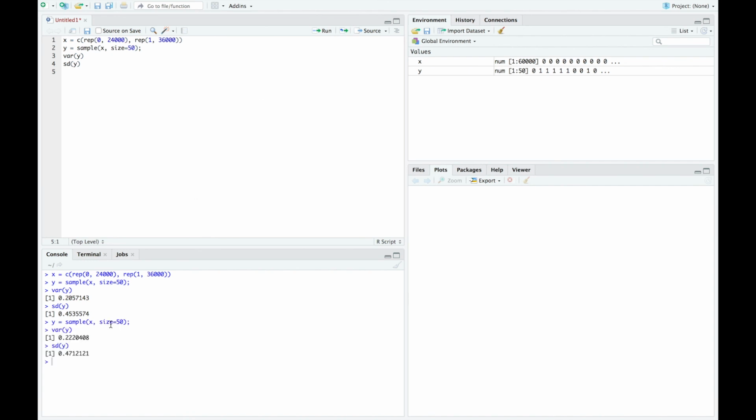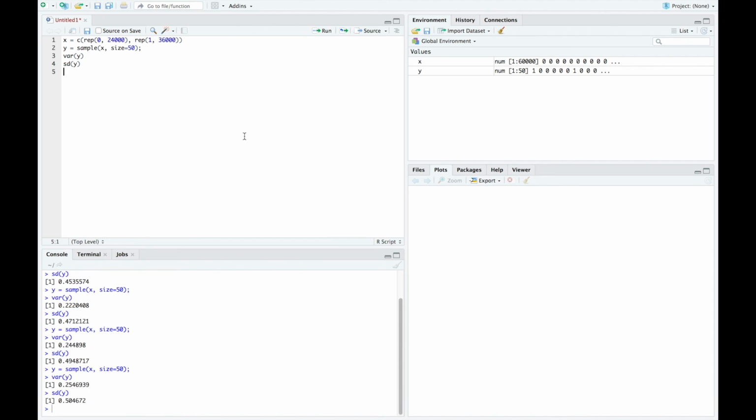My second sample, the variance is 0.222, the standard deviation 0.471. A third sample has variance 0.244, standard deviation 0.494. My fourth run has a variance of 0.254, a standard deviation of 0.504. And finally, my fifth sample has a variance of 0.248 and standard deviation of 0.498. So these do not match exactly what my population standard deviation and variance are, but we can see that they are very close, which is very good for us.